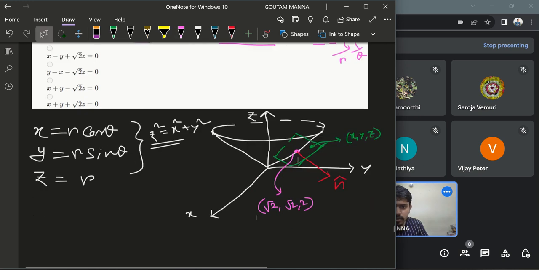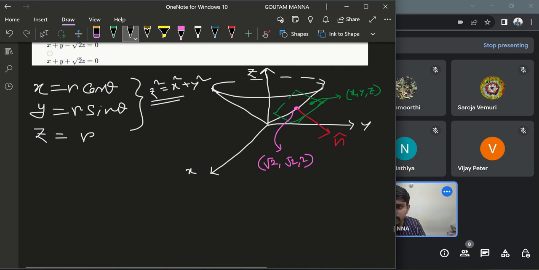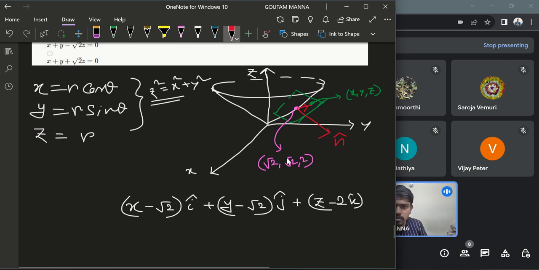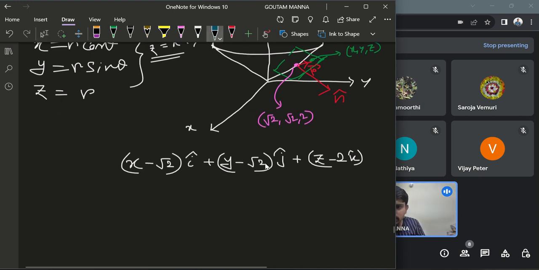Okay, so then if I draw a vector like this on the plane, from this P0 point to any point x, y, z on this tangent plane, then this vector is given by x minus root 2 i cap plus y minus root 2 j cap plus z minus 2 k cap. Okay, so this is the vector. Let me call it the p vector.